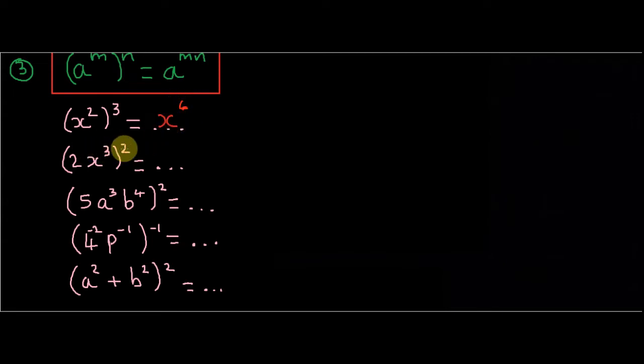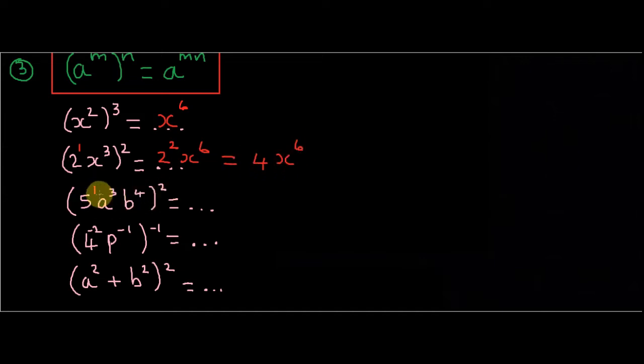Here it's important to remember that the power outside the brackets applies to everything inside the brackets. And there's a 1 here that we don't write. So 2 is really 2 to the power 1. So then multiplying the powers, 1 times 2 is 2, and 3 times 2 is 6. And then we know that 2 squared is 4, so it's just 4 times x to the power 6.